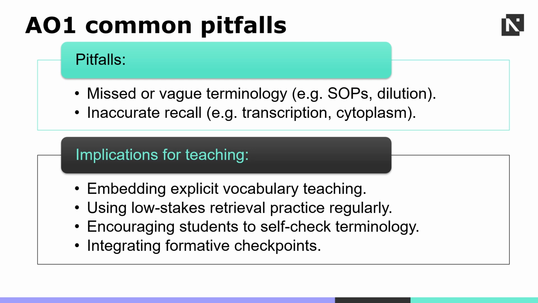Integrate formative checkpoints in lessons to test recall, and intervene early if foundational concepts haven't been grasped. Getting AO1 right is essential because it underpins everything else. Without secure recall, students will continue to struggle with application and evaluation.